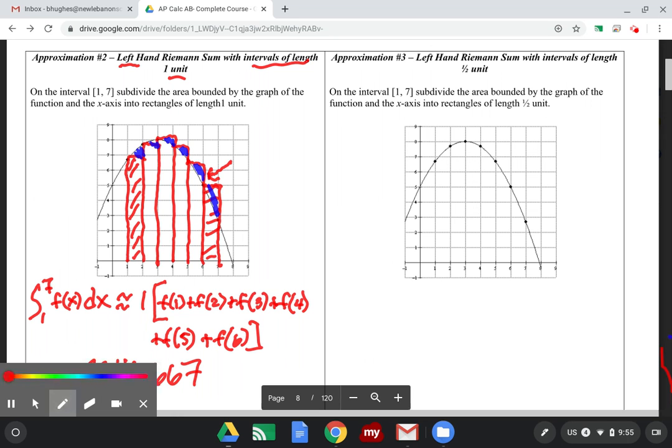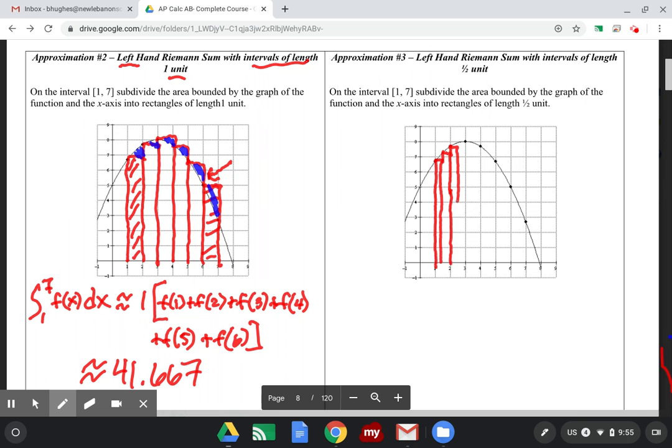So this next one here, left-hand Riemann sum with subintervals of half a unit. This one's going to be pretty tough to draw, but here we go. So every rectangle that I'm going to draw is a half of unit wide, and the top left-hand part of my rectangle is on the curve every single time.